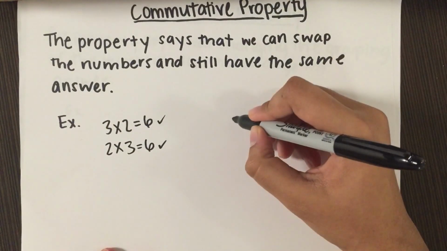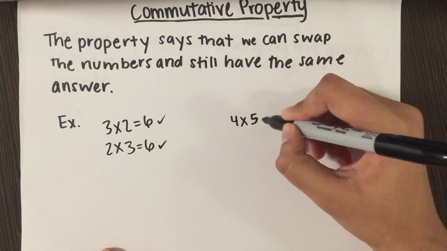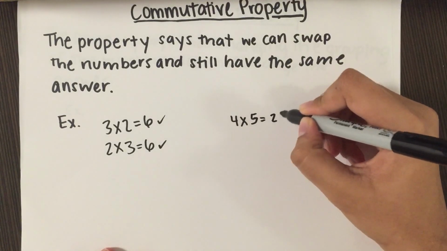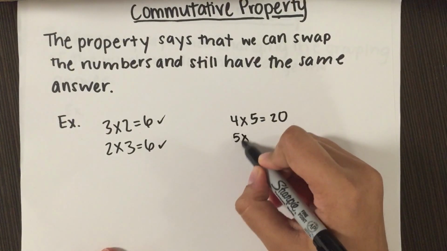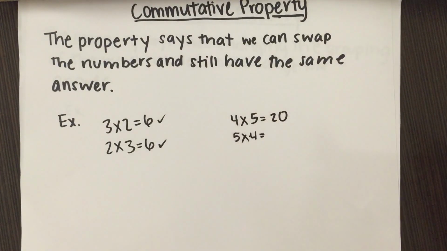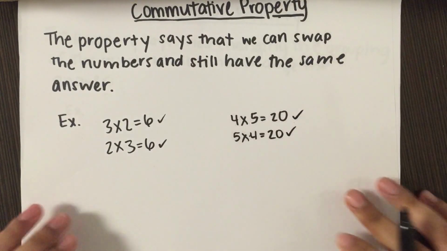So what about 4 times 5? That is equal to 20. Now let's switch around the two numbers. 5 times 4. Do we get the same answer? Yes, we do. They are both 20.